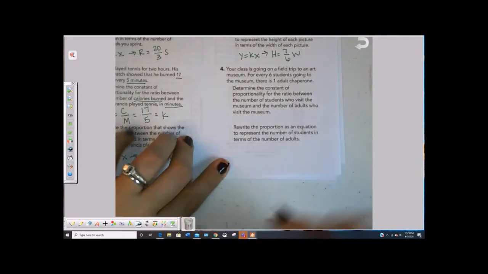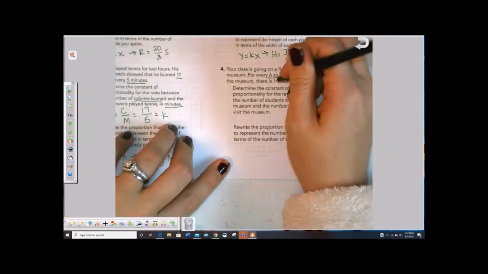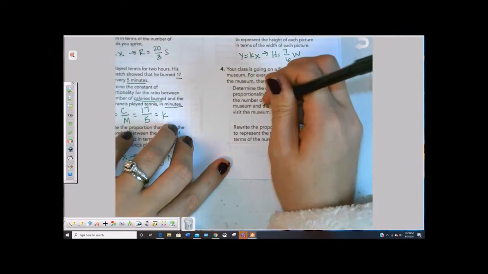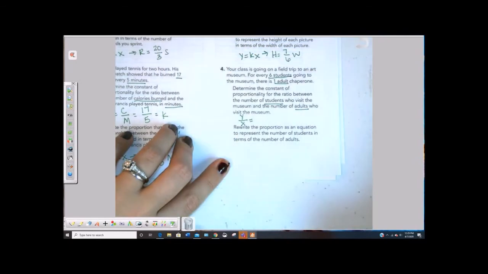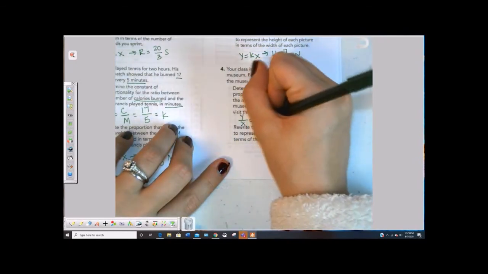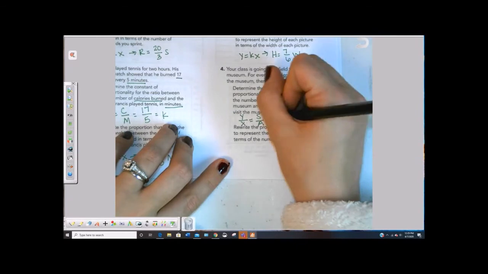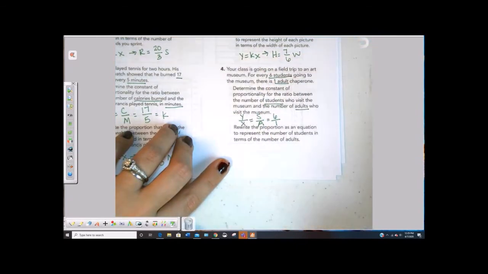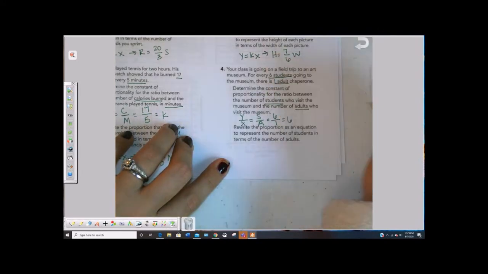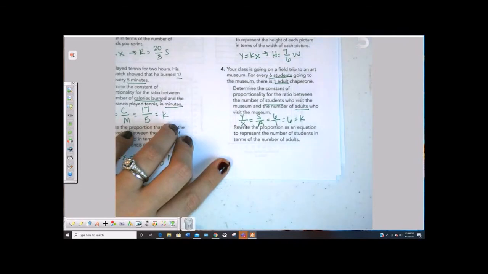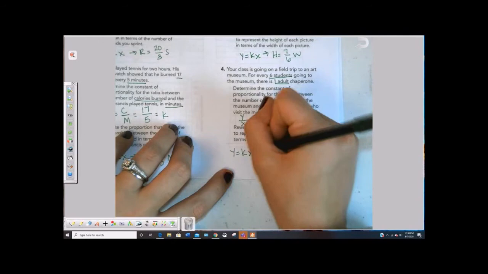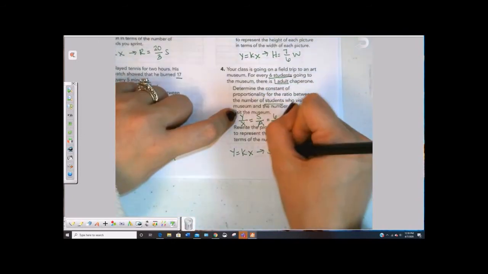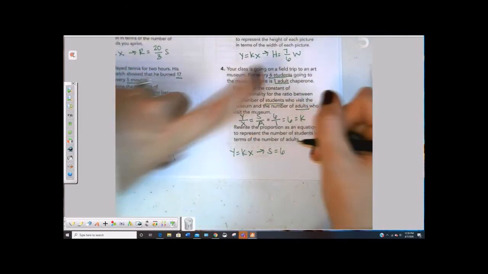All right, last one for today. You have 6 students for every 1 adult, and the constant is students to adults. So y over x, s for students over a for adults, and you get 6 over 1. Now thinking of whole numbers, remember whole numbers always have 1 over it, so it's really just 6. So k is 6. Now our equation, y equals kx. Y is now s. K is 6. And x is a.